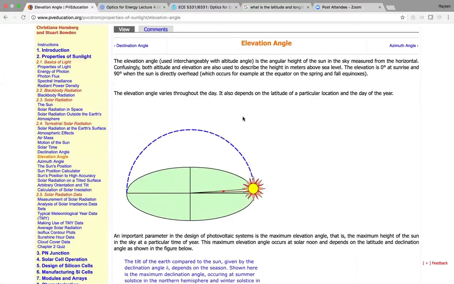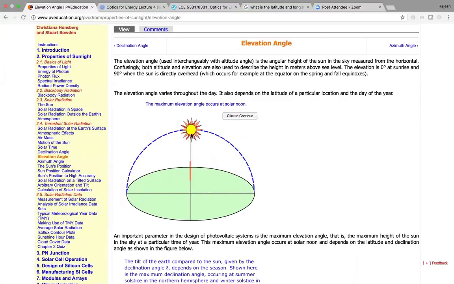And when I play this, it makes more sense. So you can see this angle here is the elevation, okay? So let's repeat that. This angle shown by this red curve here is the elevation. It's measured with respect to the horizontal plane. Okay, one more. That's the horizontal plane.